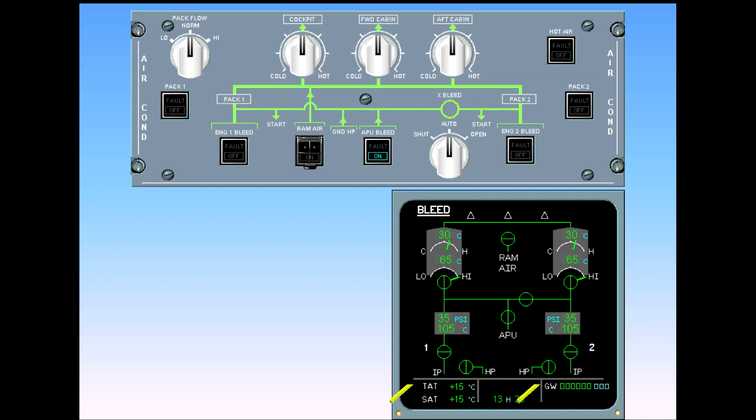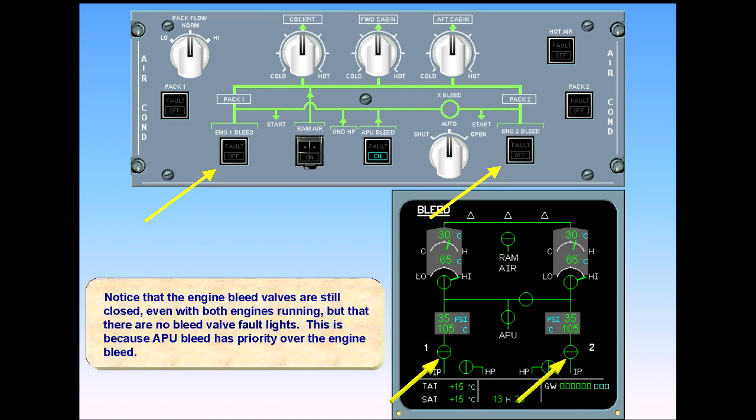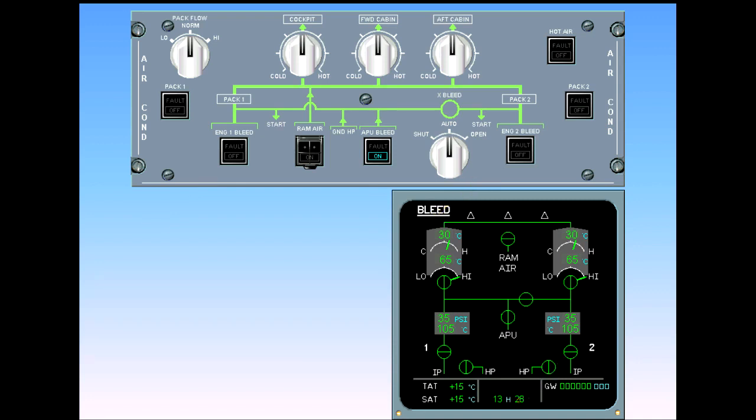Notice that the engine bleed valves are still closed, even with both engines running, but that there are no bleed valve fault lights. This is because APU bleed has priority over the engine bleed. In our example, the APU is no longer required. Switch off the APU bleed.